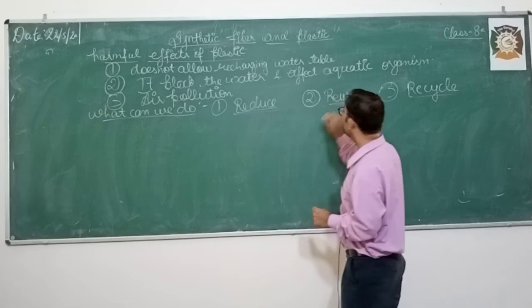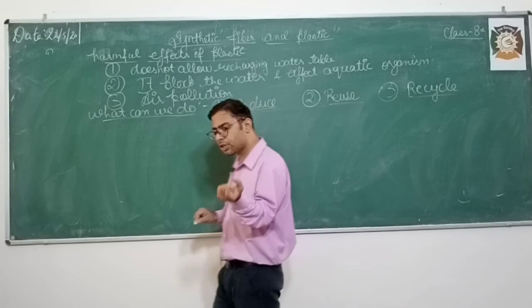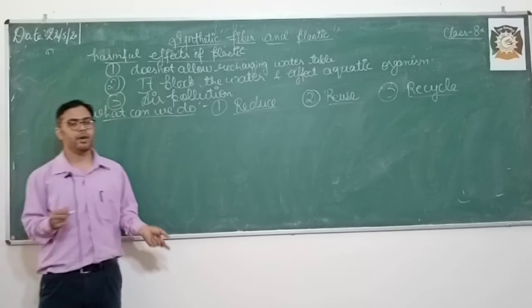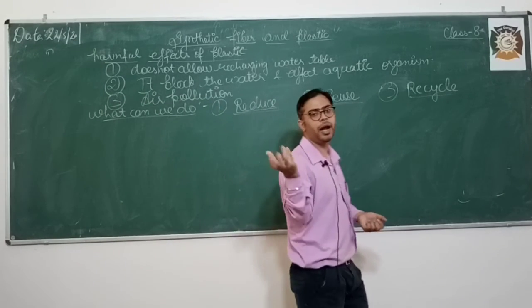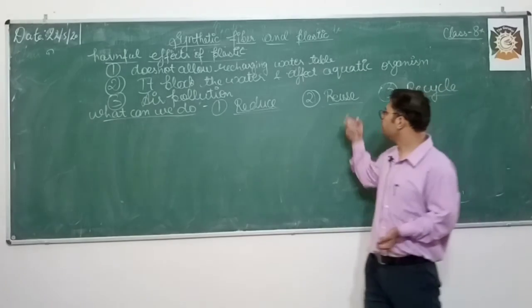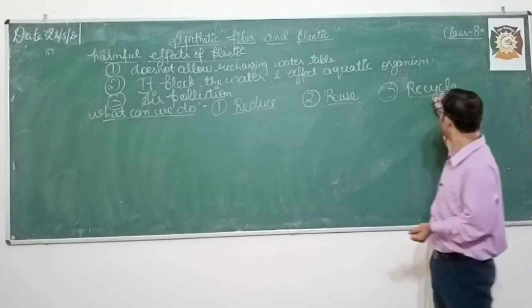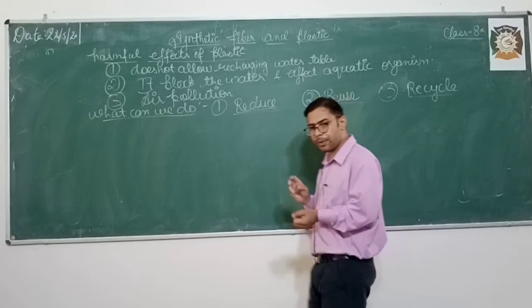Second one, reuse. In your house, you might have seen that the shampoo bottle you use is made up of plastic. Whenever you bring any grocery, it comes in some kind of plastic bottle. So after that thing is finished, you should reuse that plastic substance again. And last one, recycle. That means some types of plastic can be recycled.